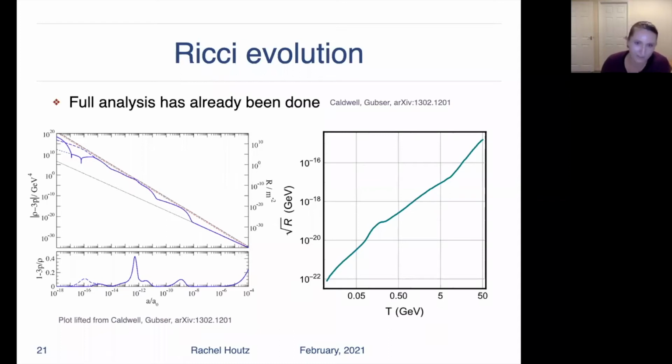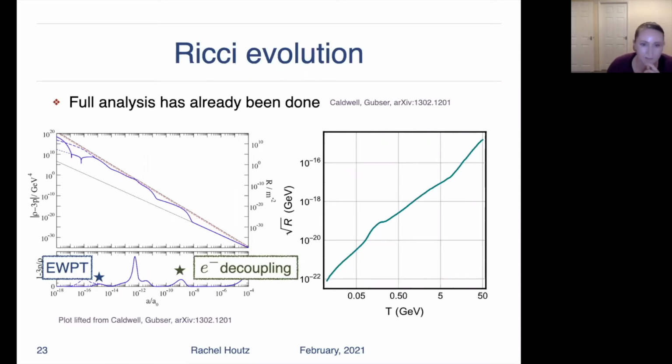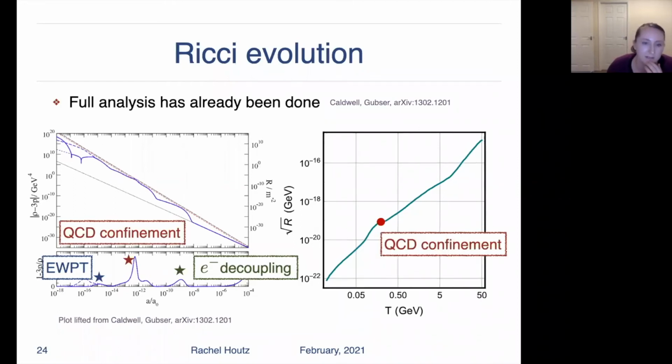And then just to give a little more intuition for what this is, they've shown that the bottom frame of the plot on the left shows the deviations of the Ricci scalar from Hubble. You can see sources of scale invariance breaking show up as little bumps. The electroweak phase transition is there at around 10 to the minus 15th in the scale factor that they've plotted. Electrons decoupling from the thermal bath is at around 10 to the minus 9th in a over a naught. And QCD confinement is this large bump here, shown by the red star.